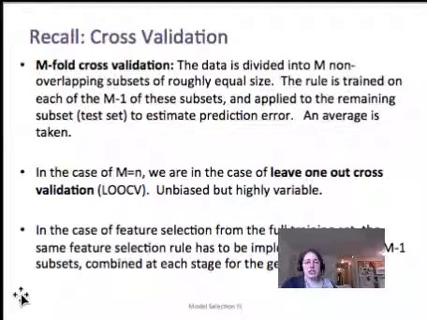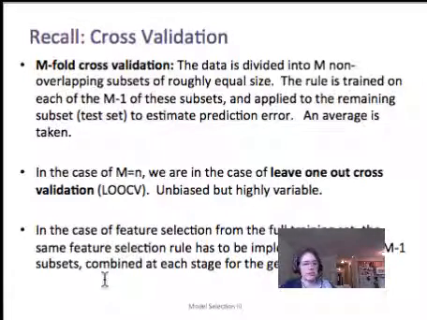In the case of feature selection from the full training set, the same feature selection rule has been implemented over the M-1 subsets, combined at each stage for gene selection. So if you want to do gene selection, or feature selection, from the full training set, you have to use the same rule, implemented over the M-1 subsets and combined at each stage for gene selection.